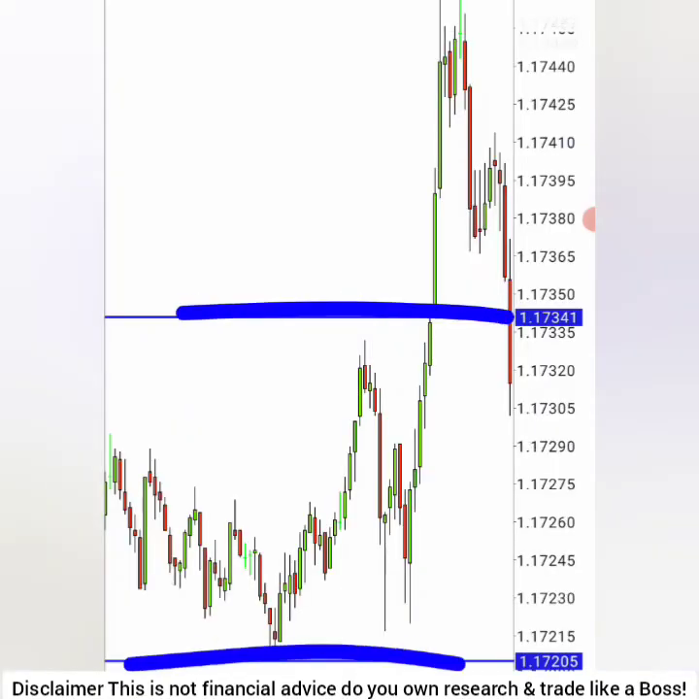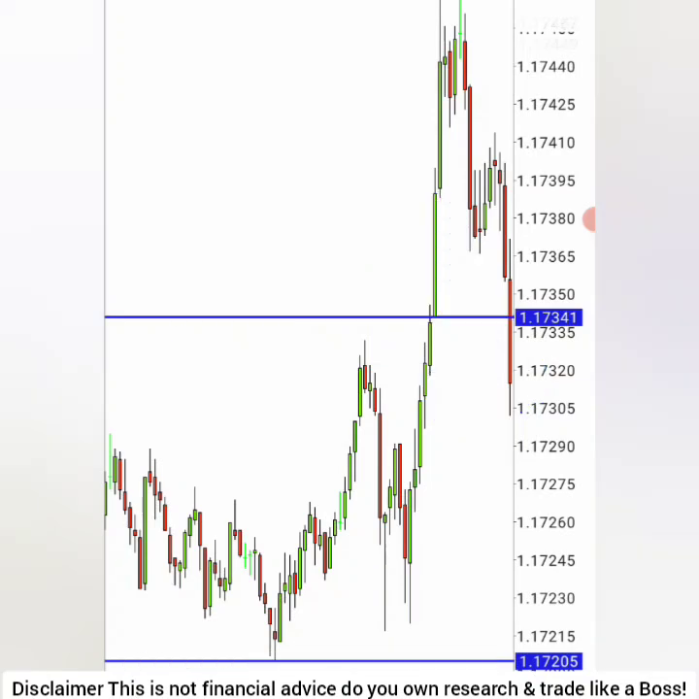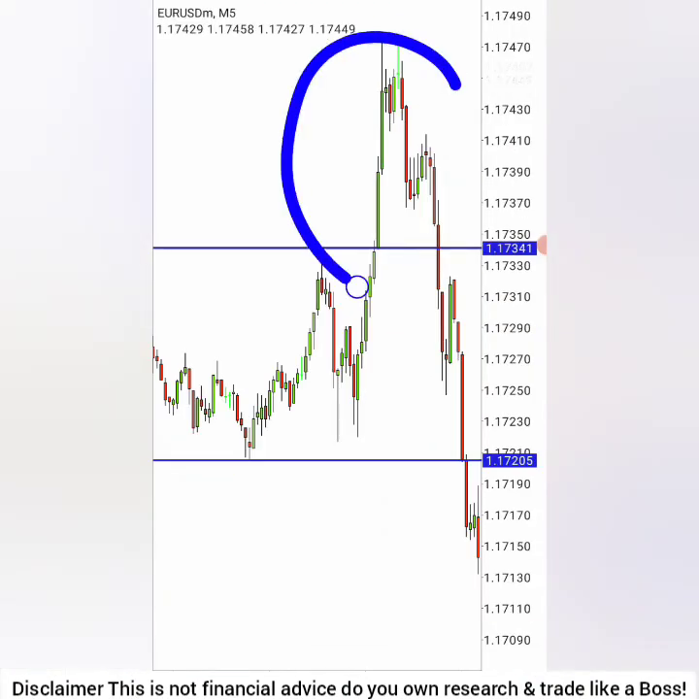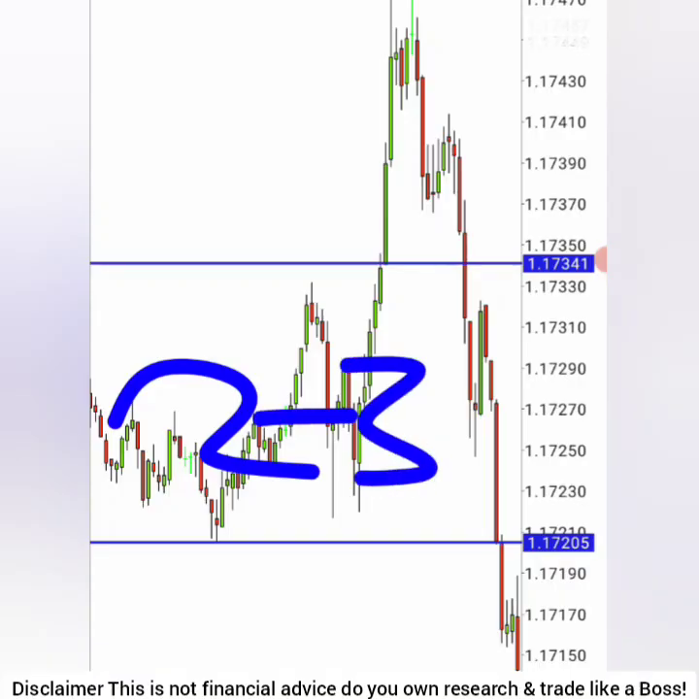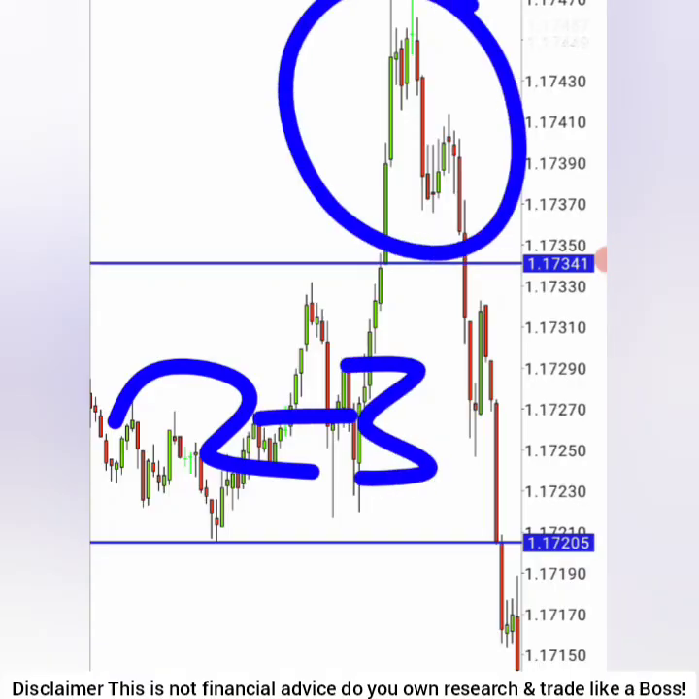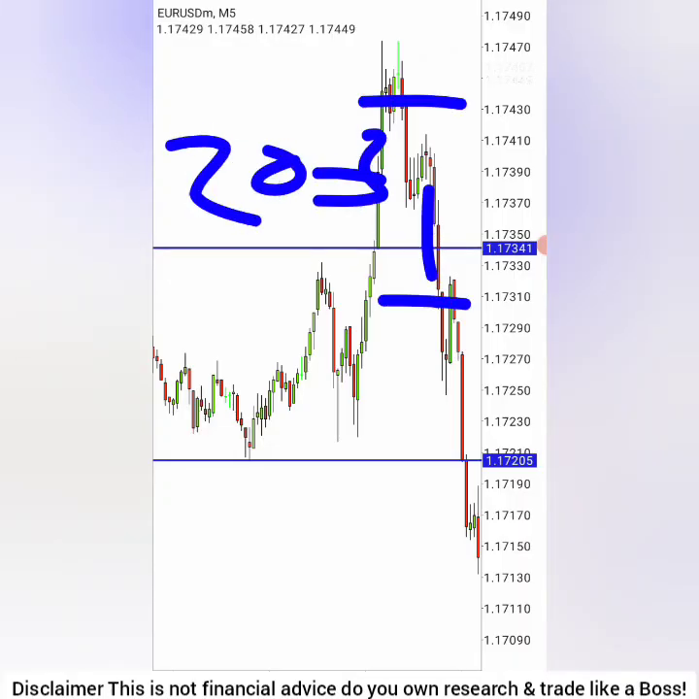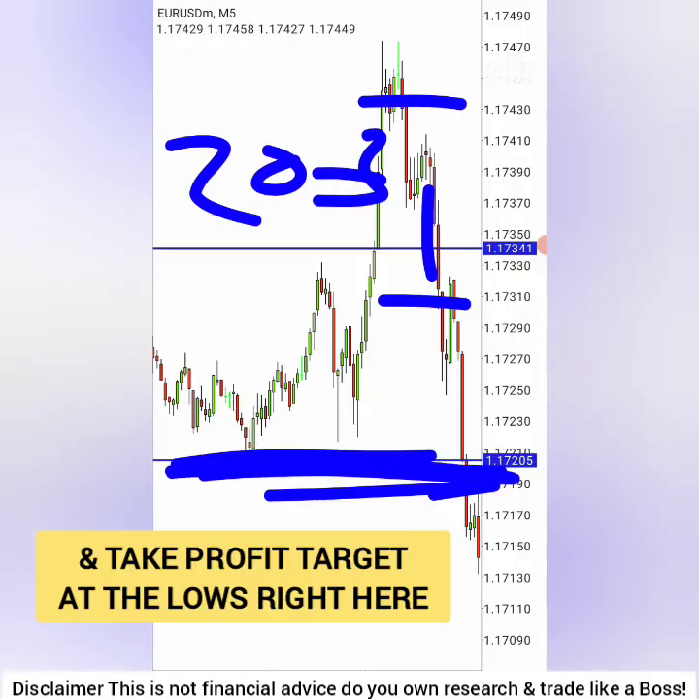It is not every time that the market will go just above the high and turn immediately. Sometimes it can go for some time, like this trade. You can see it went up for 2 to 3 hours above this range, then came back in right around here. When it comes back in like this is where you enter with your stop loss of 20 to 30 pips and you take profit target at the lows right here.